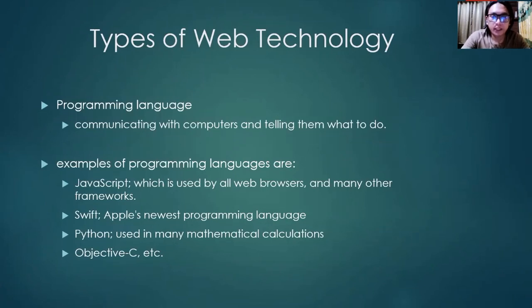Next is programming language. A programming language is a way of communicating with computers and telling them what to do. Some examples of programming languages are, first, JavaScript, which is used by all web browsers and many other frameworks. Next is Swift, which is Apple's newest programming language, and then Python, used in many mathematical calculations, and then Objective-C and many more.